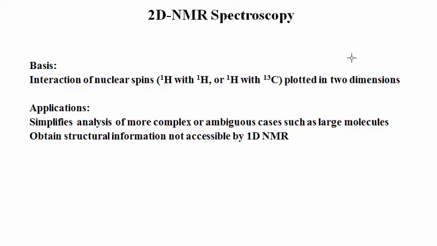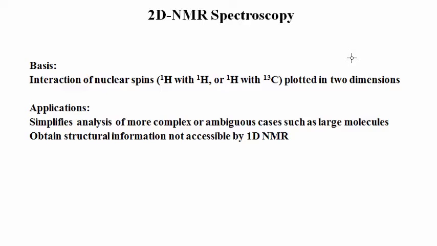So the basis of this is that with 2D NMR, we're specifically looking at the interaction of nuclear spins, and so protons with protons or hydrogens with carbon-13 atoms. And these are always plotted in two dimensions. And so I ended off with the DEPT, or distortionless enhancement spectral analysis for the carbon-13, because that's a nice transition into 2D NMR spectroscopy when you're really studying these interactions and exploiting them to get more structural information out of it.